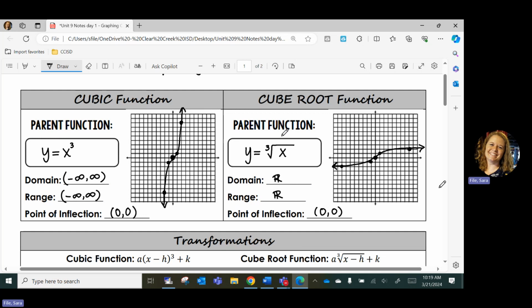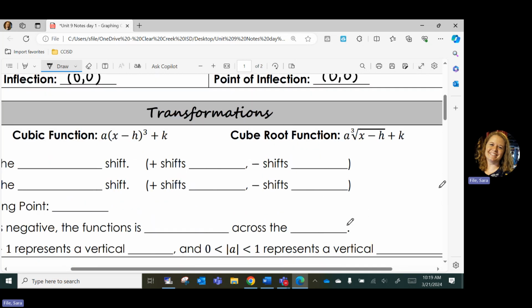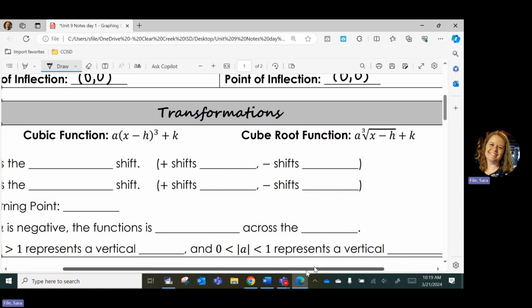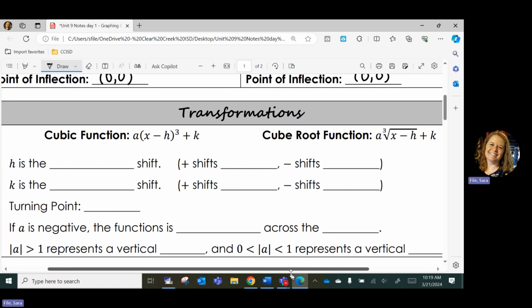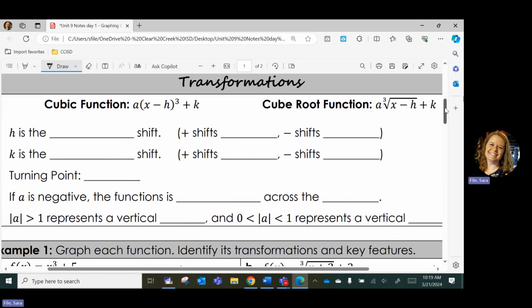Okay, so those are our parent functions that we're starting with. We transform our functions from those original parent functions. Your transformation rules have not changed. These are the same transformation rules we've been using all year since you ever learned transformations back in algebra. This year we've focused on absolute value functions, quadratic functions, square root functions. It doesn't matter what the type of function you're starting with is, these transformation rules still apply. They still work the same way.